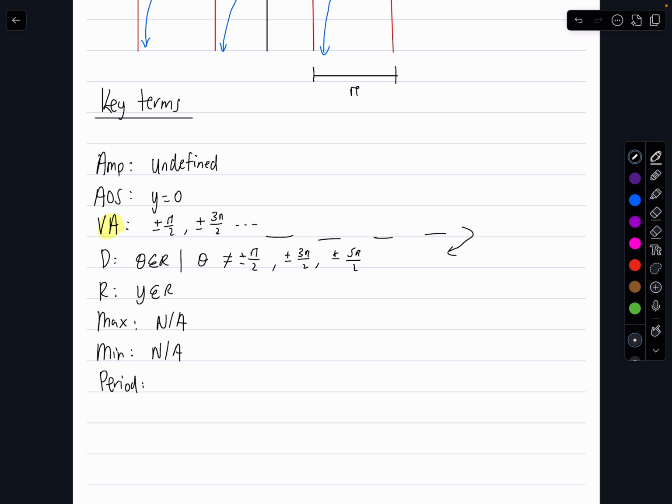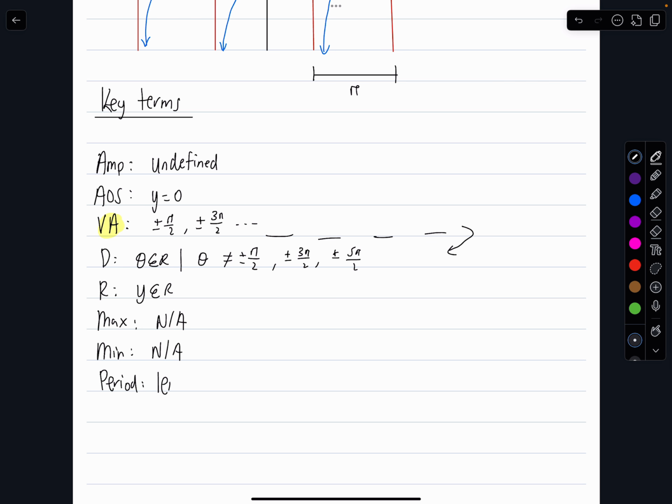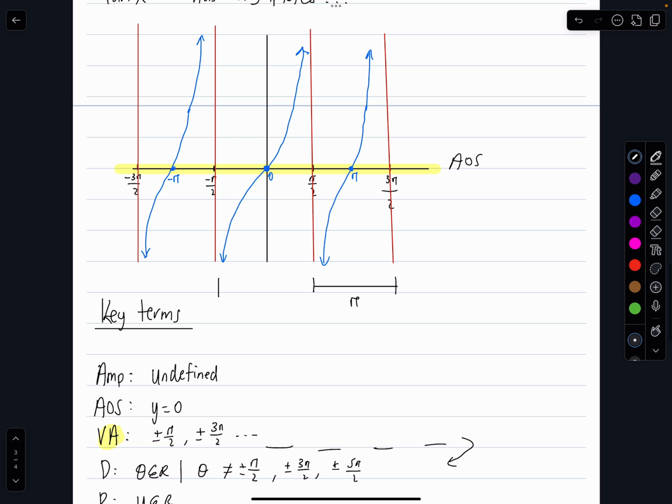So the question then becomes, what is the period? The period, by definition, is the length of one cycle. So what is the length of one cycle? It's actually pi. If we look over here, the length of one cycle is the same as the distance between the different asymptotes. So the length of one cycle in this case is pi.